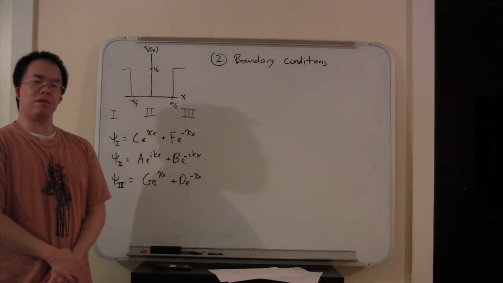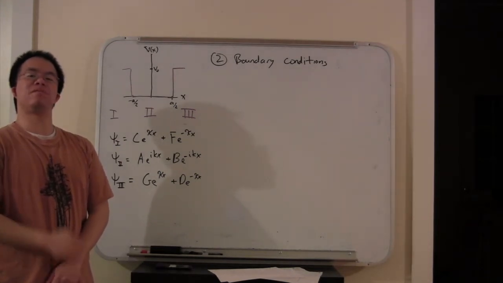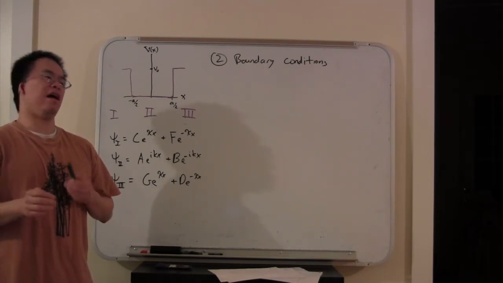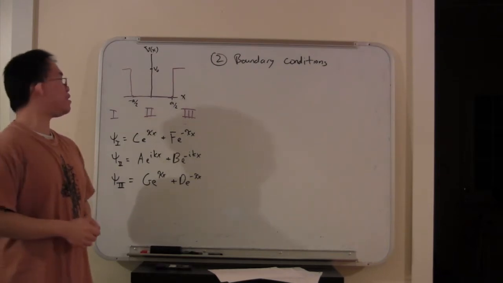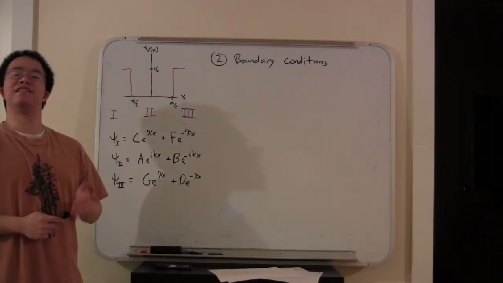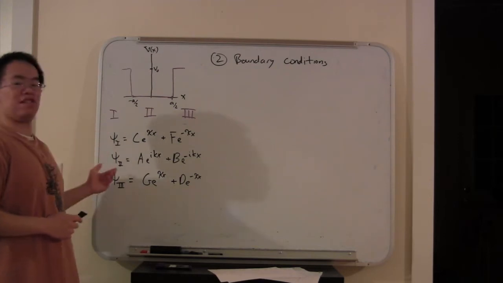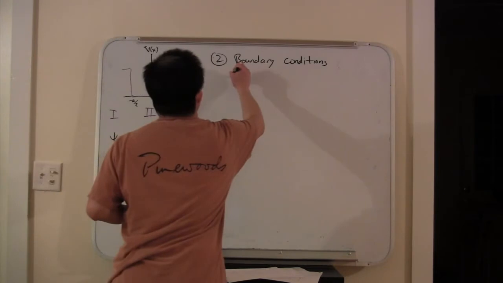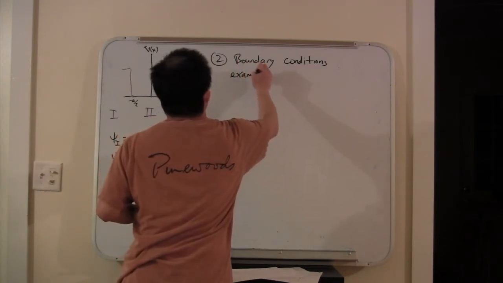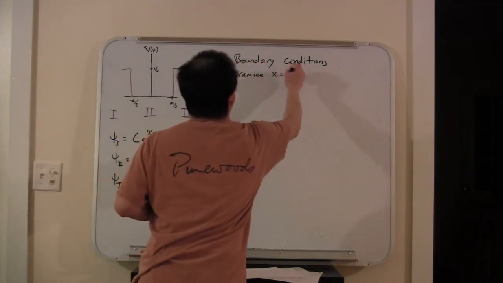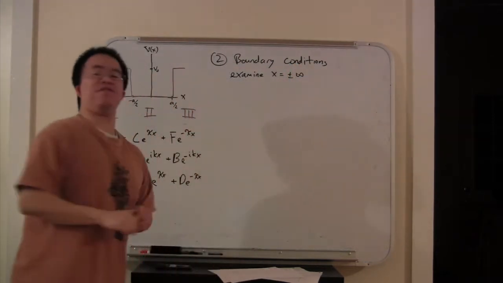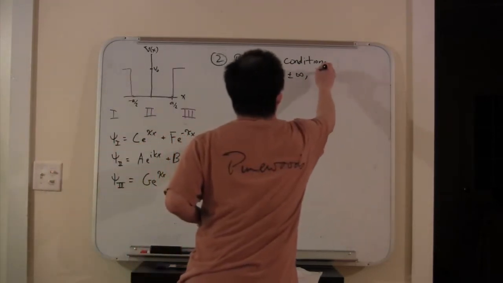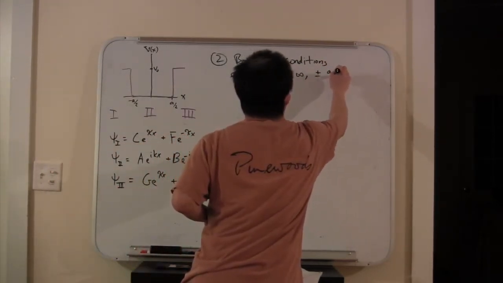So in general, applying boundary conditions requires us to think about the behavior of the wave function at plus or minus infinity, as well as at any discontinuities where we might have to stitch the wave function together. So we'll be paying attention to plus or minus infinity, and also those discontinuities at plus or minus a over 2.